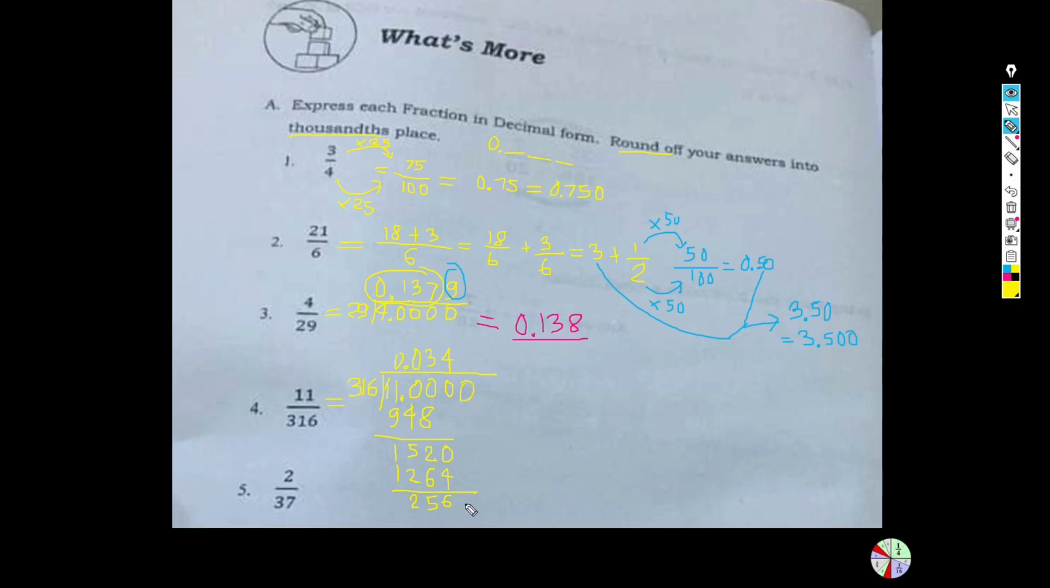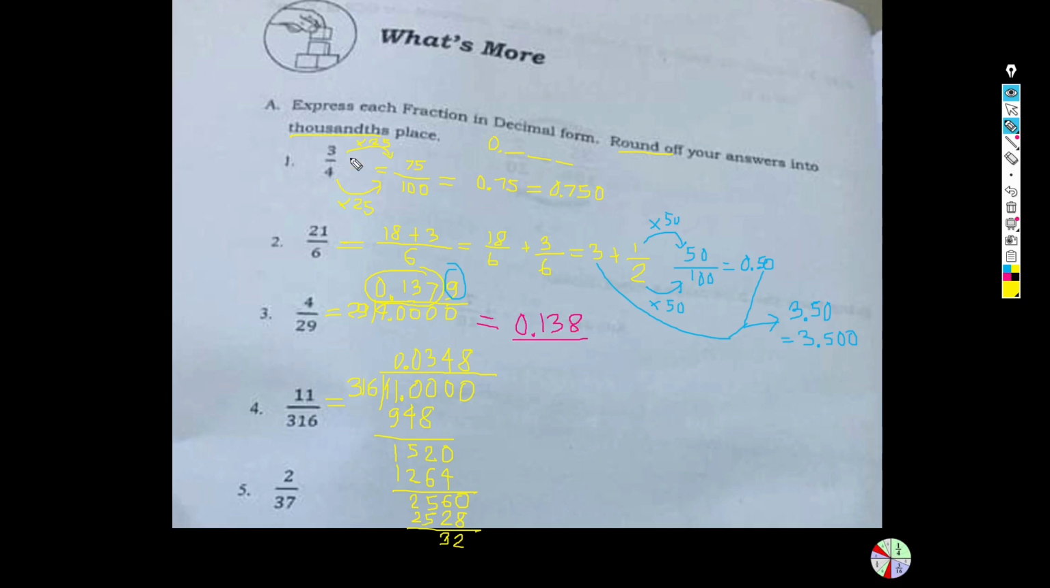256. Now last 0. 2560 divided by 316, that will be 8. Times 316, that's 8 times 6 is 48. Carry 4. 8 times 1, 8 plus 4, 12. Carry 1. 8 times 3, 24 plus 1, 25. So that will be 0, 10 minus 8, 2. 5 minus 2 is 3. So that will be a remainder 32.